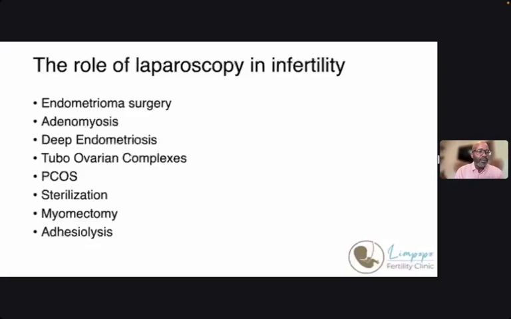People think deep endometriosis can be done by any other surgeon, but you need to be trained, you must have the skill, must have the love for the disease, because most often you're going to do minimal or incomplete surgery if you don't know what you're doing.